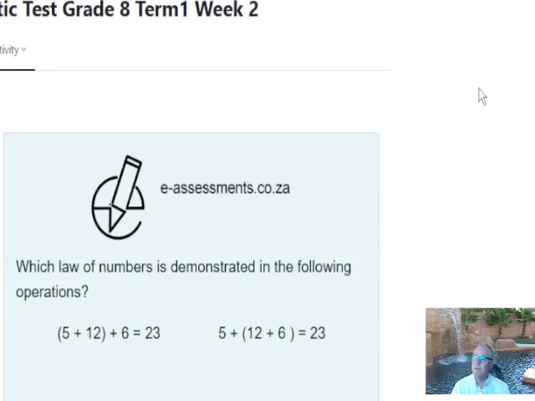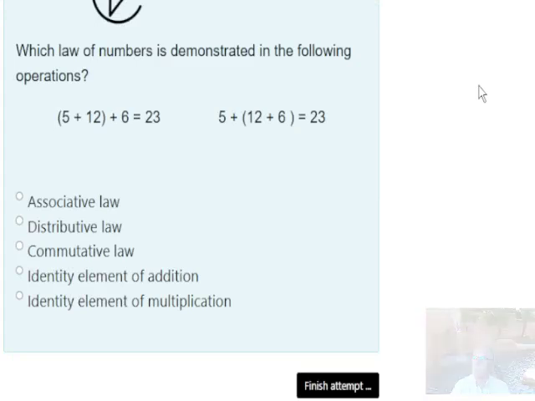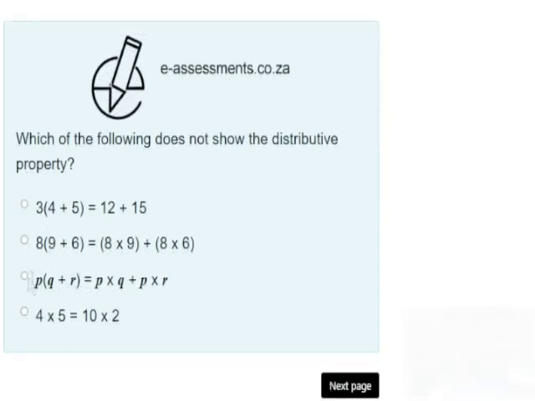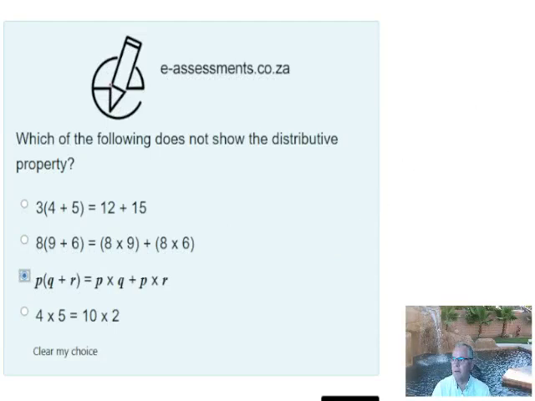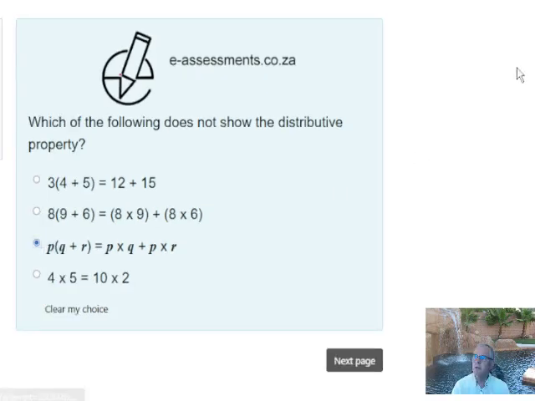Which law of numbers is demonstrated in the following operations? It looks like it might be the distributive law, so I'm going to choose that one. And then the next question. Then it says, which of the following does not show the distributive properties? So maybe it's this one, I don't know. With the variables, I don't really understand variables very well, so I'm going to choose that one and say that doesn't look right. And then I finish my attempt.